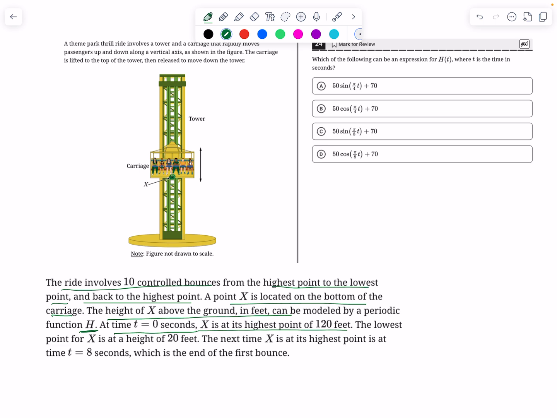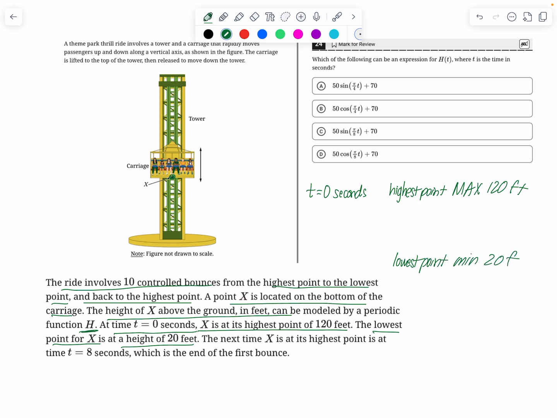All right, this is just way too much English. Let me start writing information. So we have t equals 0 seconds, and that's when it's at its highest point. Now, we really don't like to use this kind of language. The highest point really means the maximum. So the maximum is 120 feet. Now it says the lowest point for X is at a height of 20 feet. So the lowest, that's our minimum.